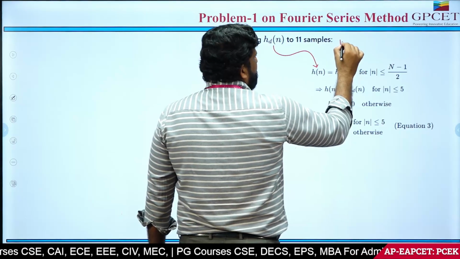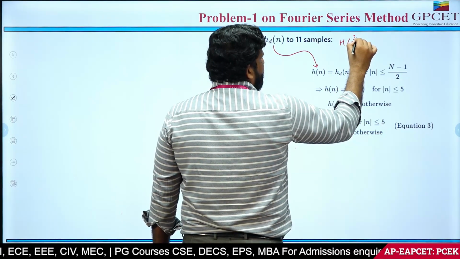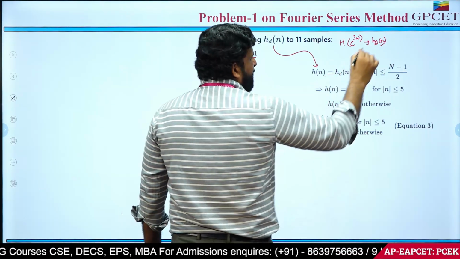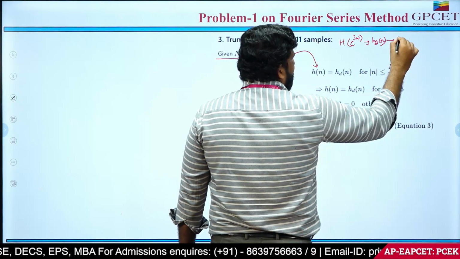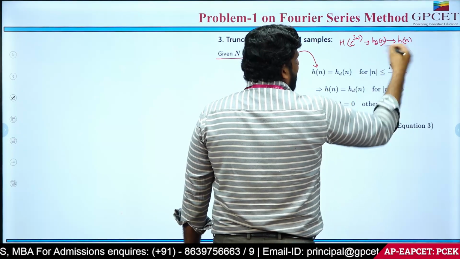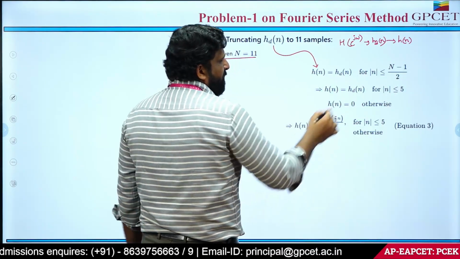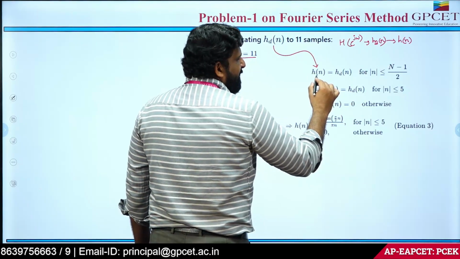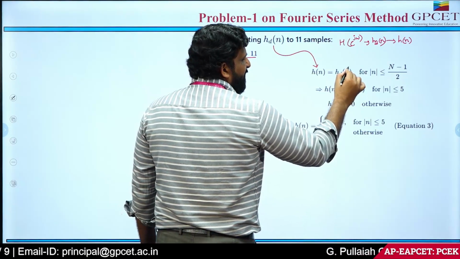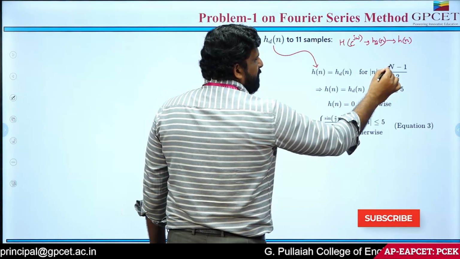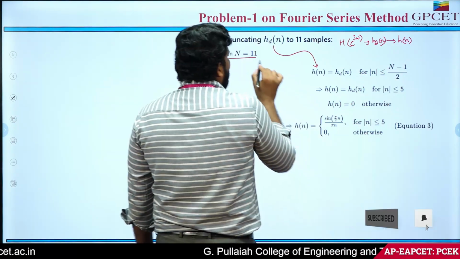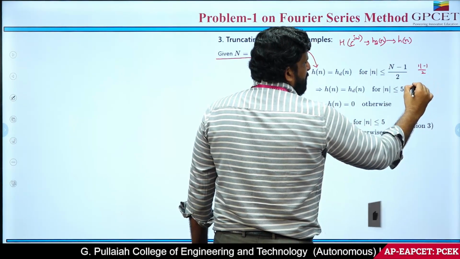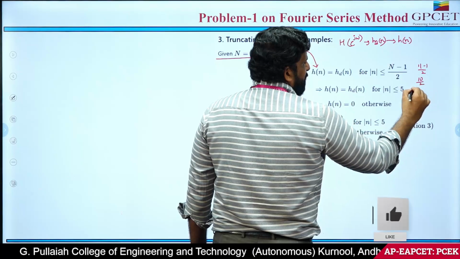I told you, h of e power j omega is given. From this, we found hd of n, which is infinite. So to convert into finite, we do the truncation where hd of n will be converted into h of n. So what is the truncation formula? h of n is equal to hd of n for mod n less than or equal to n minus 1 by 2. We know the value here is 11, so 11 minus 1 by 2 is 10 by 2, which is equal to 5.